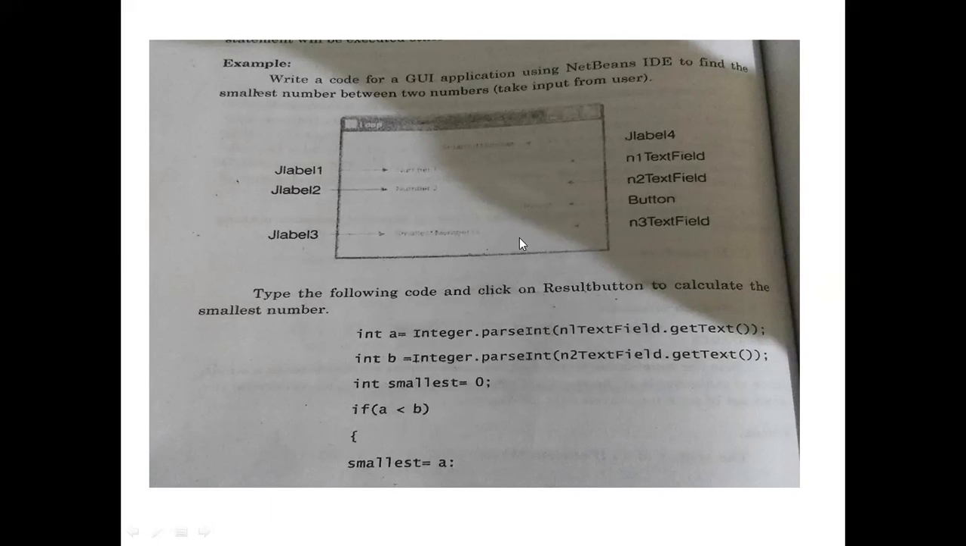So after clicking the result button, you have to write some code. This code is to calculate the smallest number. So what is the code? First, you have to take an integer. This is a variable: integer, the data type, and a is the variable.